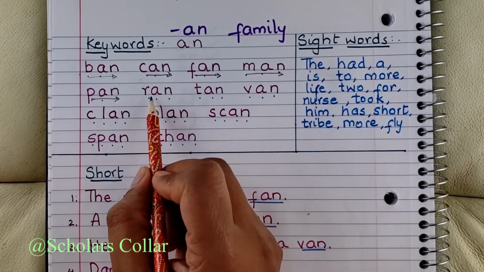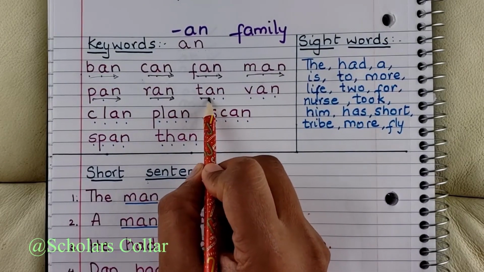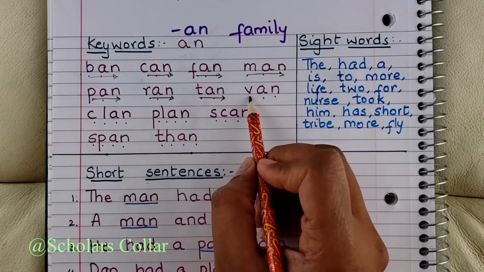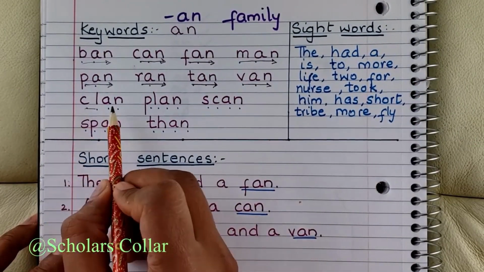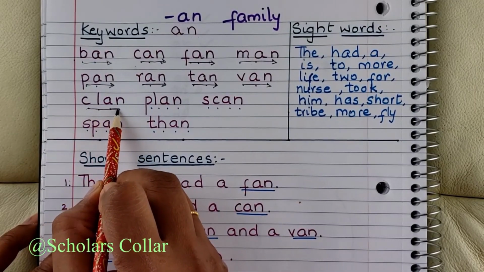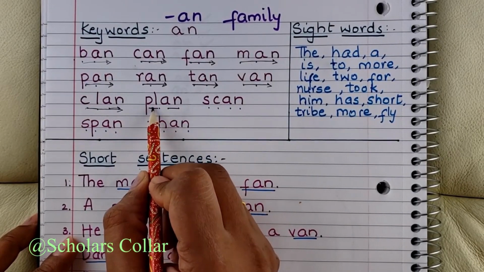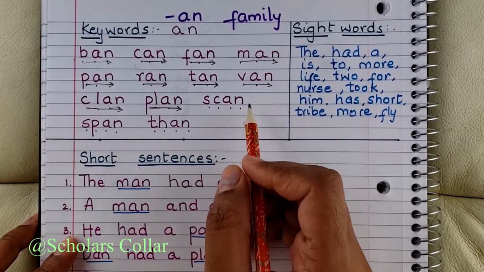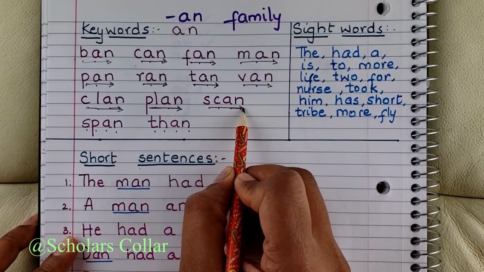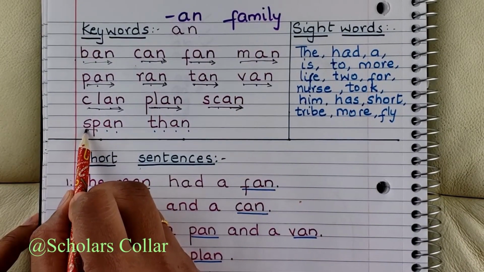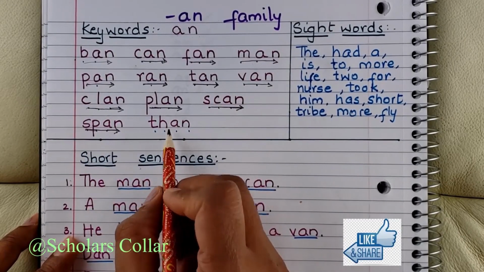Pa, pan, ra, ran, t, ta, tan, v, va, van, cl, cla, clan, pl, pla, plan, sk, ska, scan, sp, spa, span, th, than.